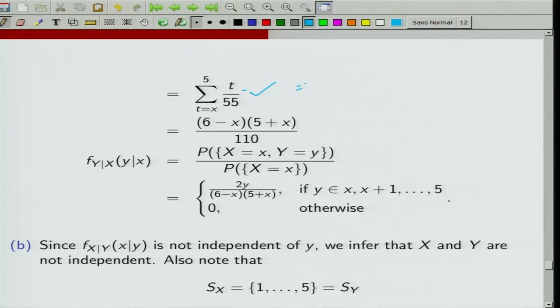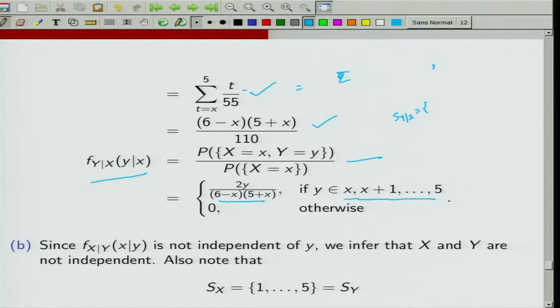So, this is the same as a summation. You can easily check, these are arithmetic series. So, this is 6 minus x times 5 plus x by 110. So, f of y given x turns out to be 2y upon (6 minus x) times (5 plus x) if y belongs to x, x plus 1 to 5, 0 otherwise. Because you have to see what is the support of y for fixed x. So, S y given x.